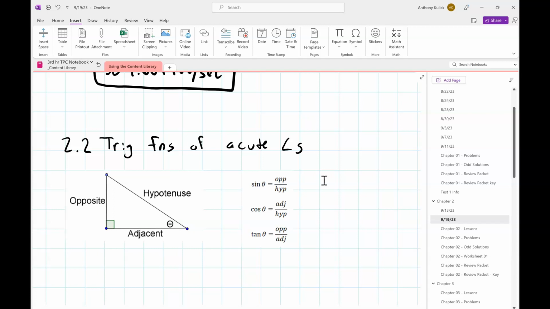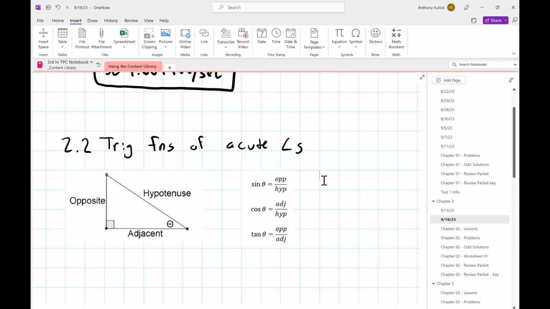Gotcha. Now, did you ever wonder why there's 6 ways to write a ratio, right? Because you have 3 choices where you can't repeat anything, so you have 3 times 2 possibilities of writing one of these ratios. Why isn't it hypotenuse over opposite, or hypotenuse over adjacent, or adjacent over opposite? Why aren't these corresponding to a trig function also? You ever wonder that?